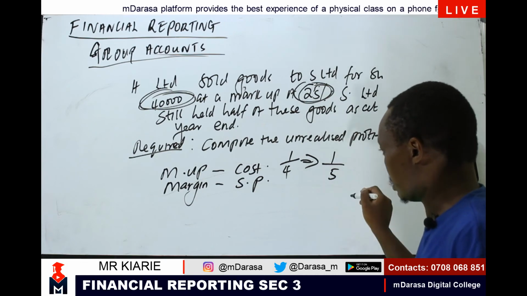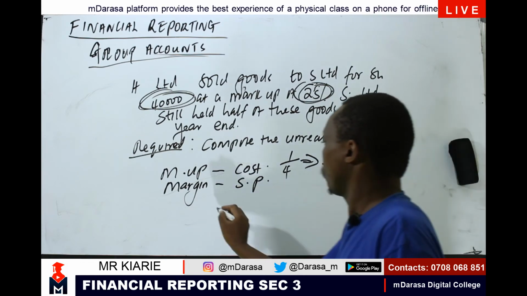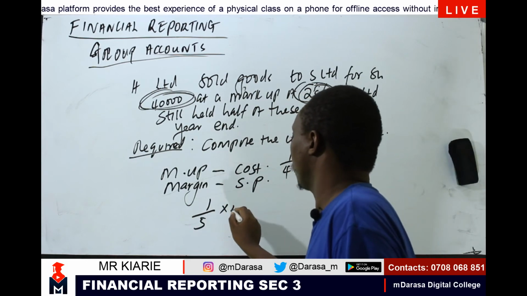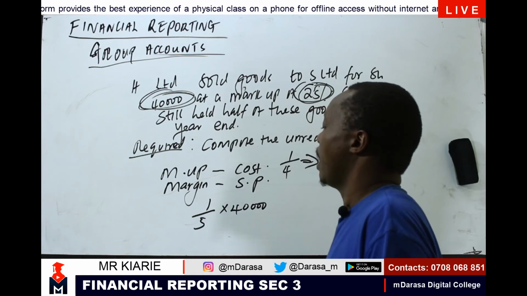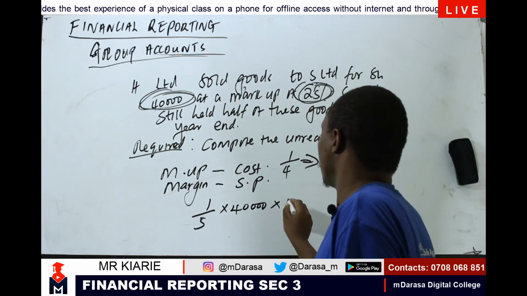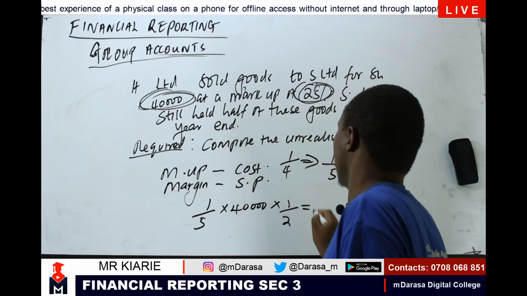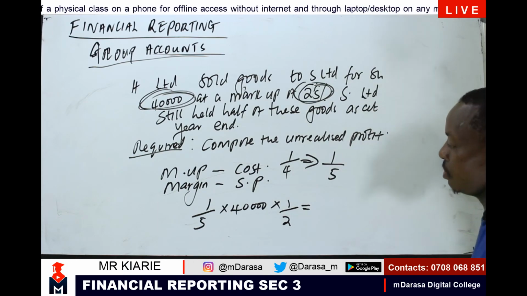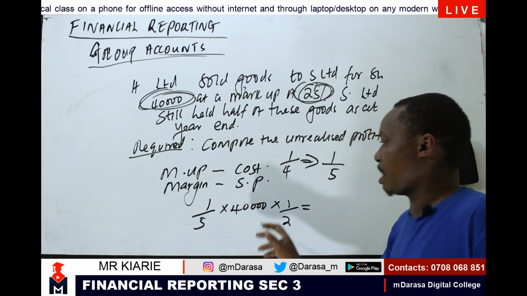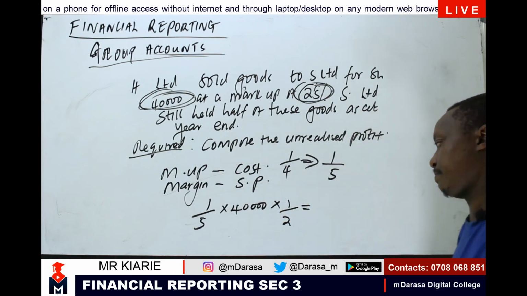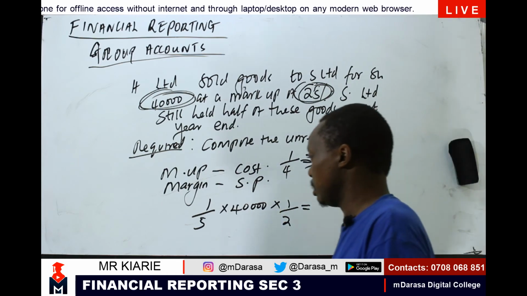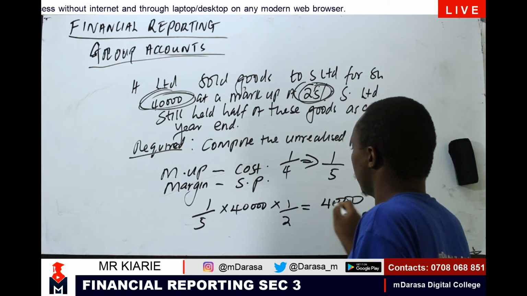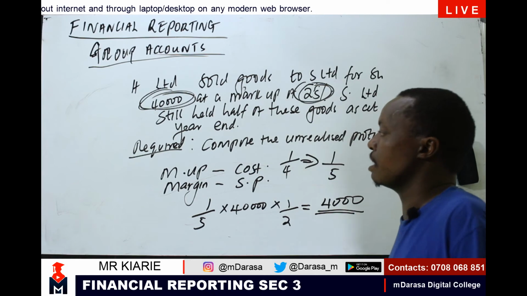Now it is margin. Now you apply 1 over 5, now it is in order, times the value of the goods, which is 40,000, and only a half of the goods were remaining in the closing inventory as at the end of the year. So 1 over 5 times 40,000 is 8,000, times a half, which is 4,000. And therefore our answer is 4,000.